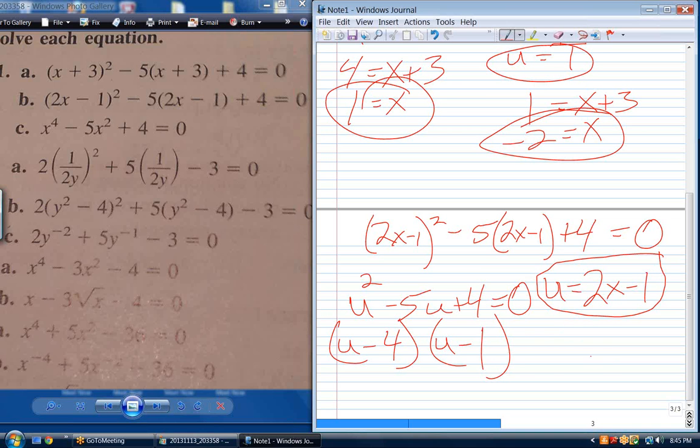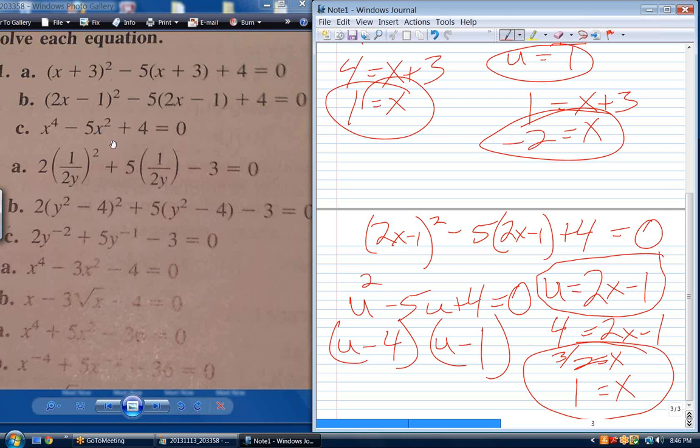But now we still have to solve for x. So what is x going to be? 4 equals 2x minus 1, 3 equals 2x, x equals 3 over 2, 3 halves. And 1 equals 2x minus 1, 2 equals 2x, x equals 1. Those are your two solutions. That's all we're doing. And in fact, every one of these, just take this middle term and let that equal u.